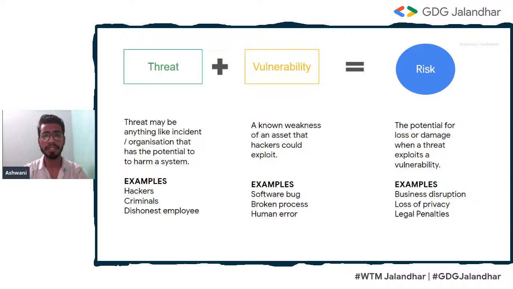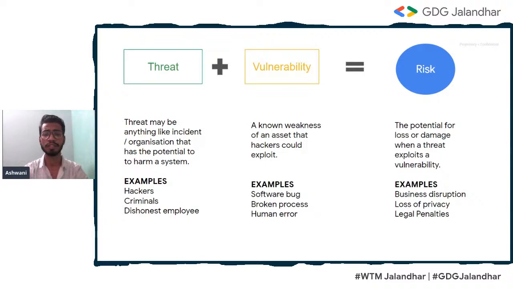Coming to risk, we can say that the combination of the threat and the vulnerability results in the risk. It is the potential for loss or damage when the threat exploits the vulnerability. When the attacker uses the vulnerability to exploit the system and has done so, that becomes a risk to overcome.